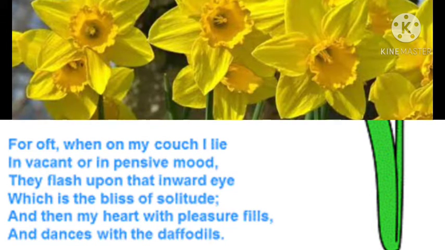Here the writer explains why daffodils were a great gift to him, why he is getting pleasure. He says he often sits on his couch in a pensive or upset mood, or sometimes a vacant mood. The image of daffodils flashes through his inward eye to his mind. That is his spiritual vision. These memories then become the source of joy in his solitude. His heart fills with pleasure and dances with the daffodils.